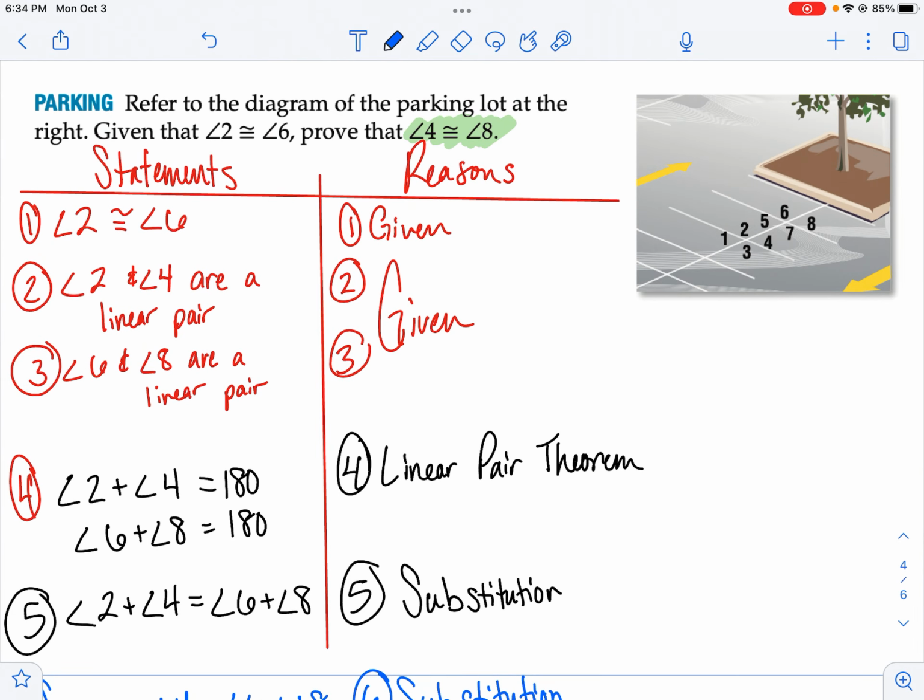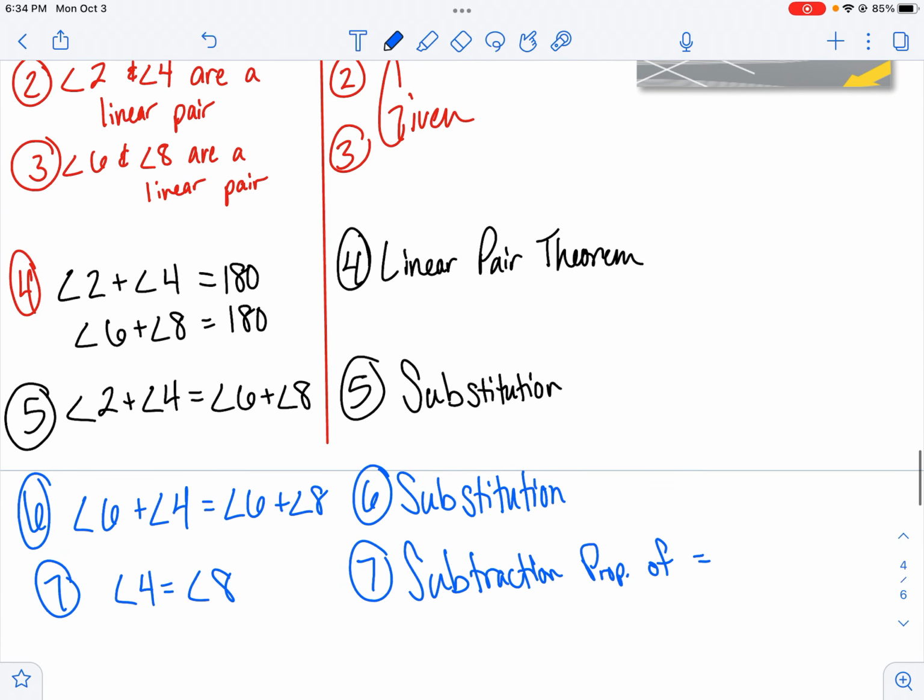I was asked to prove that those were congruent, so I would need to take one more step. I would need to say that those are congruent by the definition of congruence, because I know by definition, to be congruent means to be equal. Well, I have that they're equal, so by the definition of congruent, I could say in step 8 that angle 4 is congruent to angle 8.